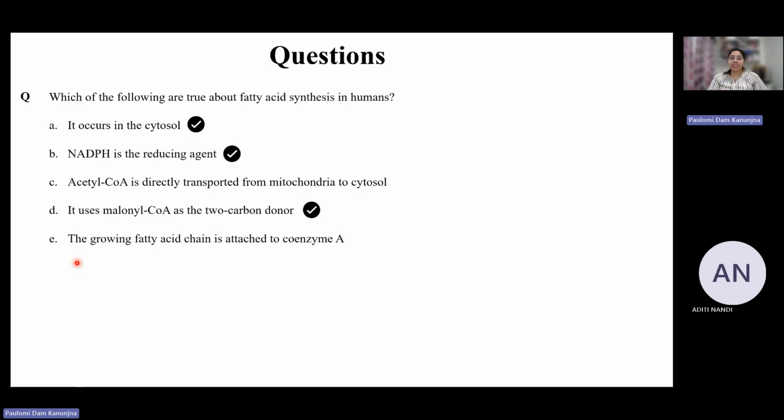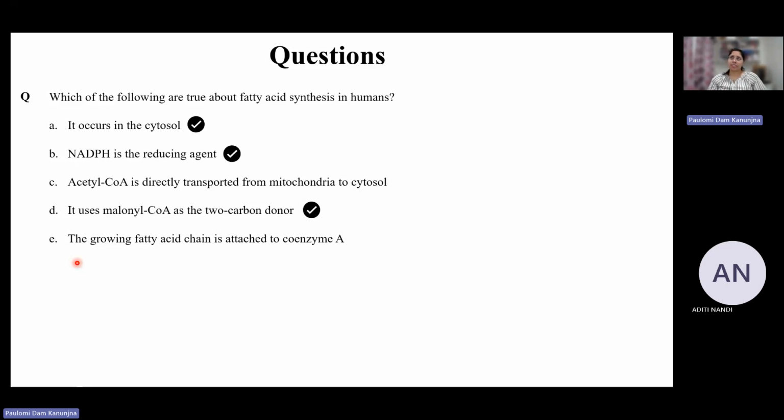Wait. So the first thing is correct. It happens in cytosol. We know this already. Synthesis, right? Second is NADPH is a reducing agent. We have seen this. D says it uses malonyl coenzyme A as a 2-carbon unit. We have already seen this, right?